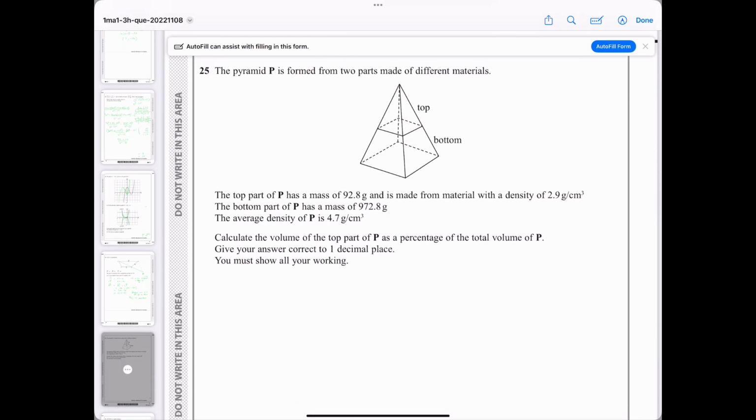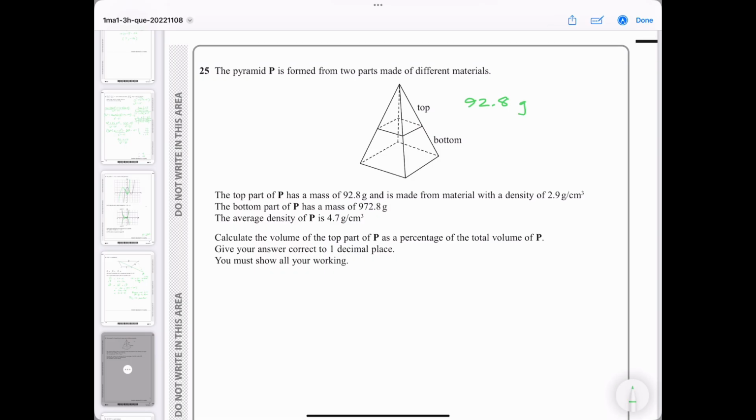Pyramid P is made of two parts, a top and a bottom bit. The top part has a mass of 92.8 grams and is made from a material of density 2.9 grams per centimetre cubed. And the bottom part has a mass of 972.8 grams and an average density of P. Oh, so the average density of the whole thing. Calculate the volume of the top part of P as a percentage of the total volume of P.